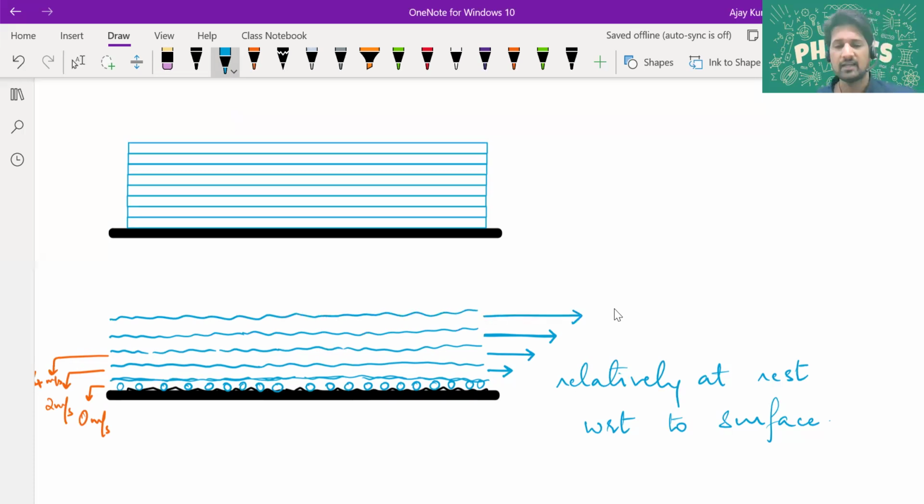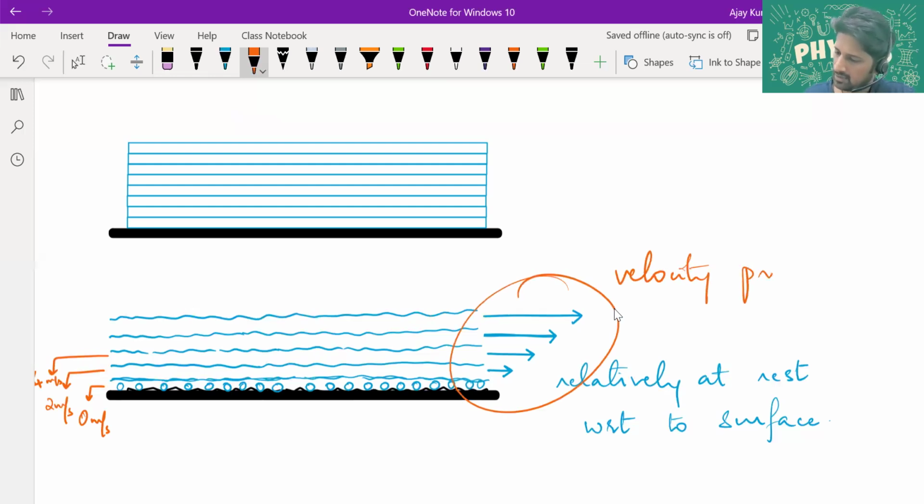So basically in laminar flow, if you apply the no slip condition or the boundary layer condition, you will get a velocity profile like this. A velocity profile or a velocity distribution. So as you move away from the surface, layer by layer, the speed will be increasing. That is the idea. You have to visualize the flow like that.